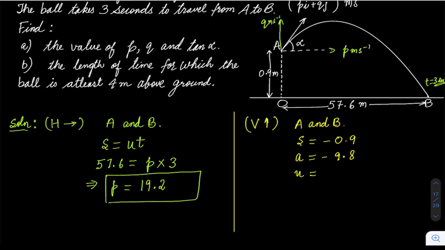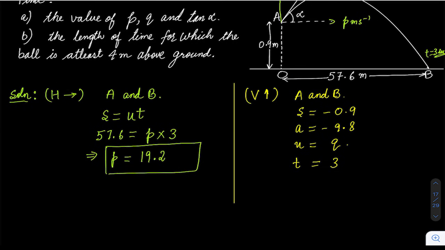Initial velocity is q. And the total time from A to B is 3. So these are the things that I know. So what connects them? This is nothing but s equal to ut plus half at square. So let's use this equation.